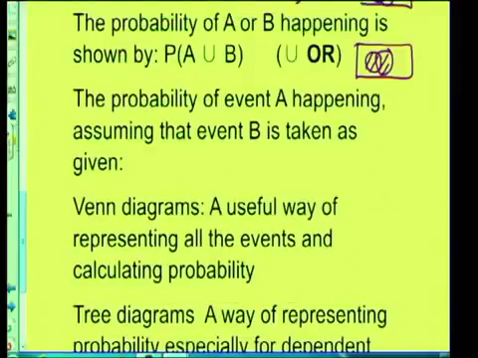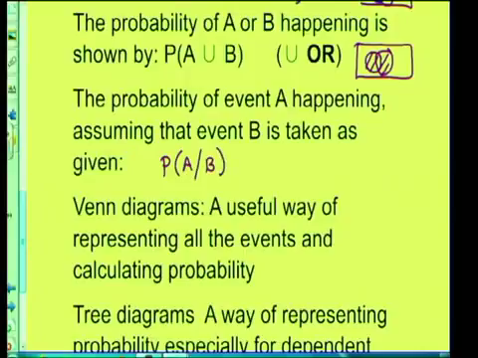Now, the probability of event A happening, assuming that event B is taken as given. Okay, now, that is a conditional probability, so they would say the probability of A given B. That's how we'd represent that.